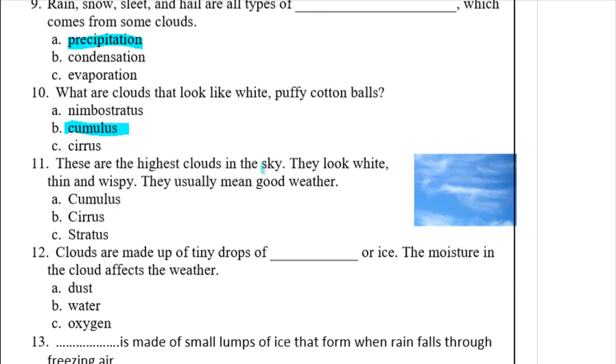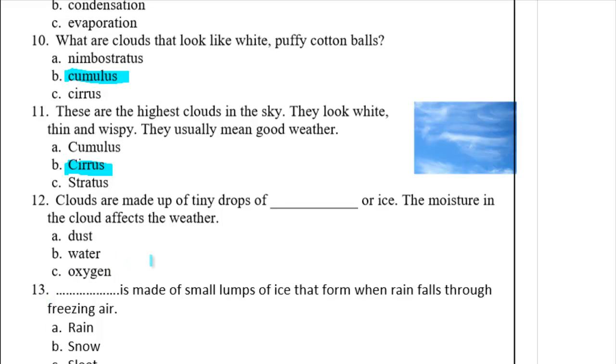These are the highest clouds in the sky. They look white, thin and wispy. They usually mean good weather. Yeah, this is the cirrus cloud. Clouds are made up of tiny droplets of what? Dust, excellent, dust or ice.